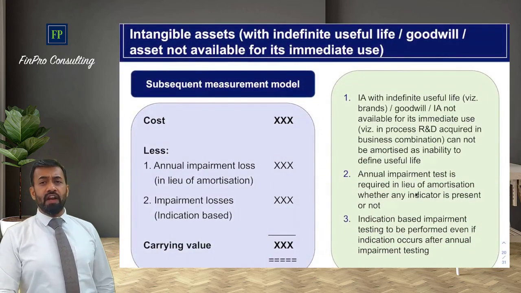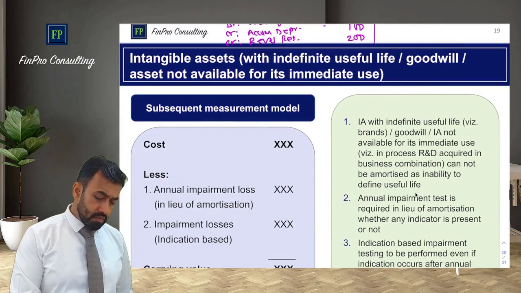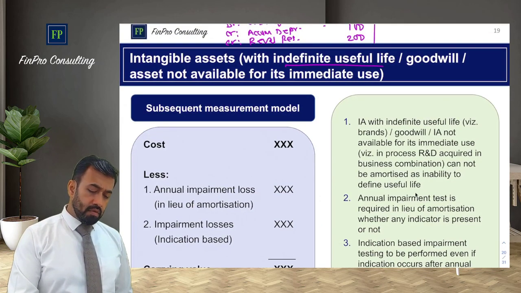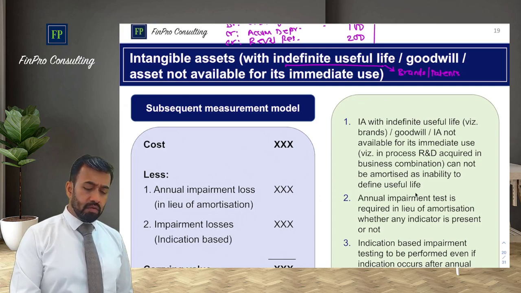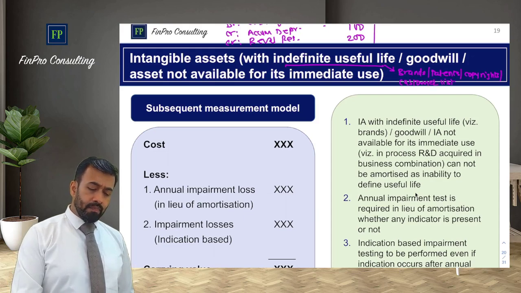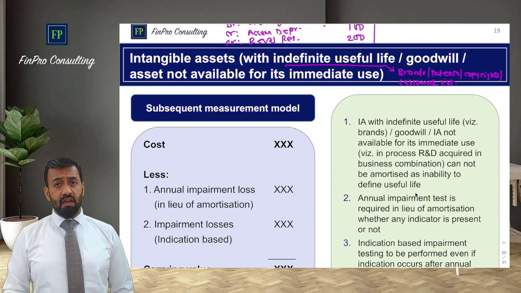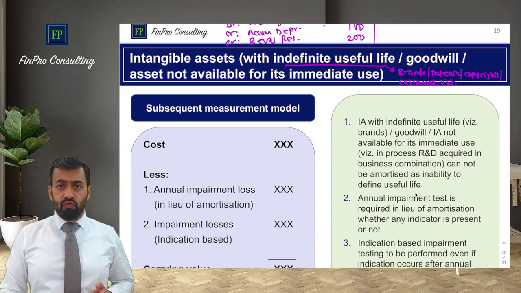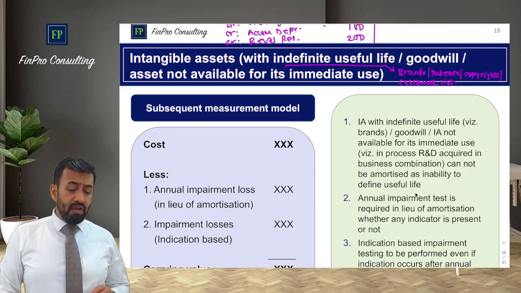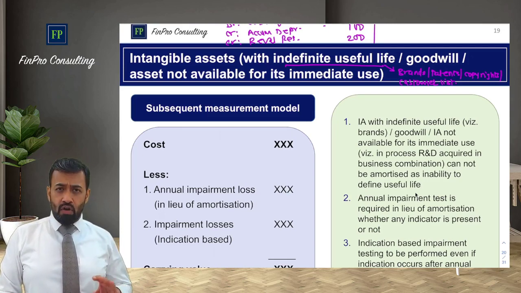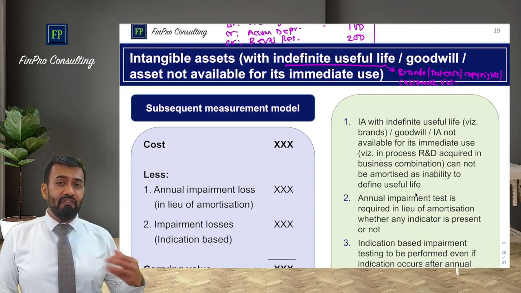Intangible assets with indefinite useful life, like brand, let's say patents, let's say copyright, or let's say customer list. I'm not saying these assets have indefinite useful life. These assets may or may not have indefinite useful life. I'm sorry.